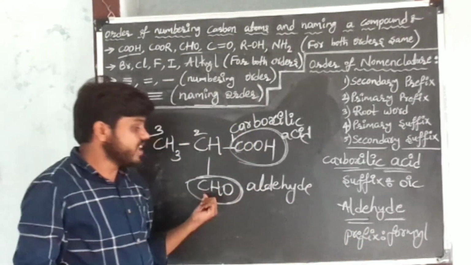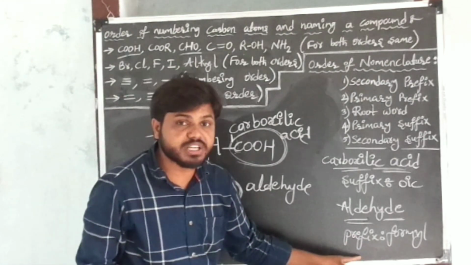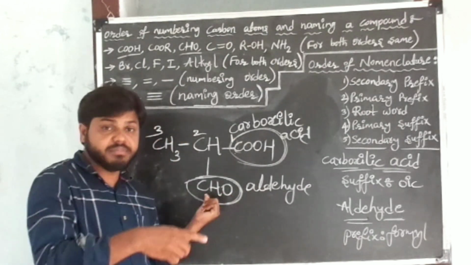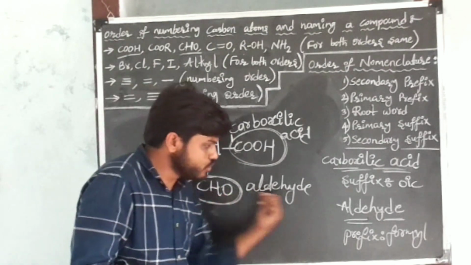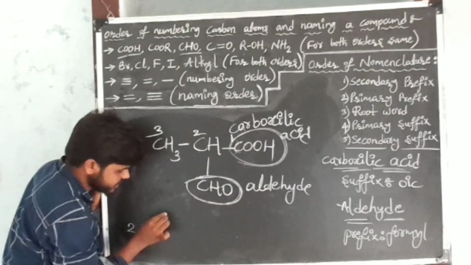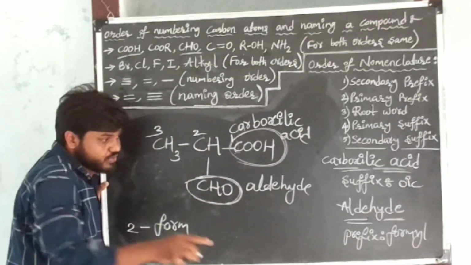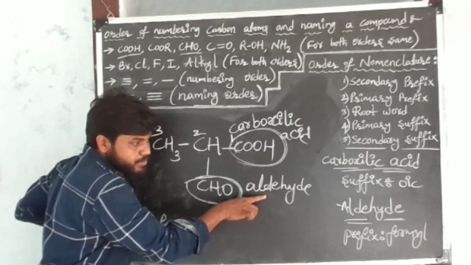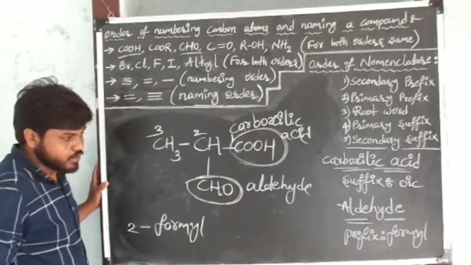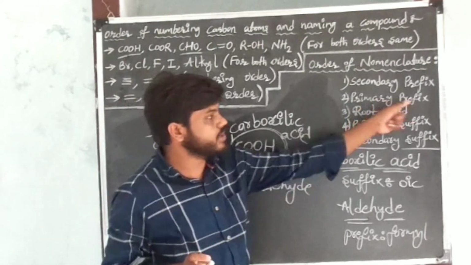Prefix of aldehyde is what? Formyl. When the functional group becomes a substituent, at that time we should use the prefix. This functional group became a prefix. So I am using the prefix of aldehyde, that is formyl. Aldehyde becomes a substituent. That's why I am writing the prefix of aldehyde, formyl.